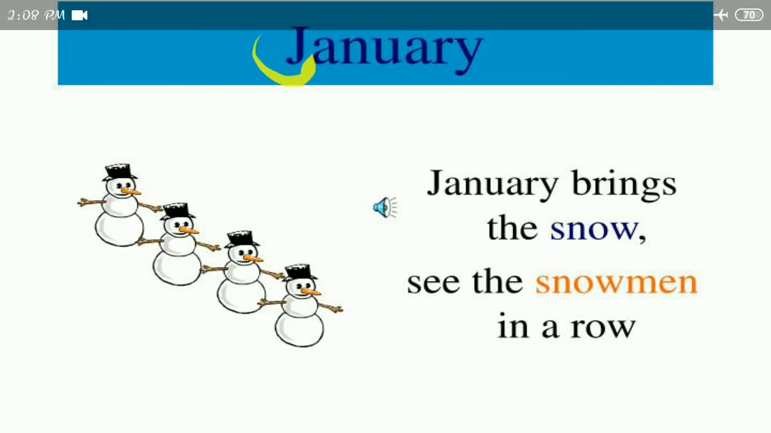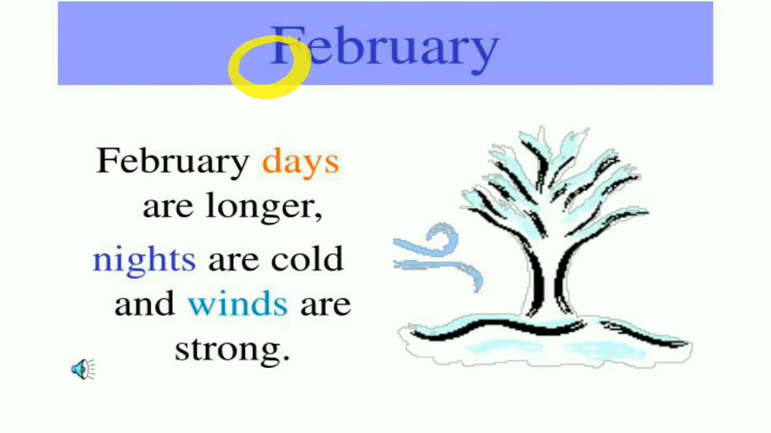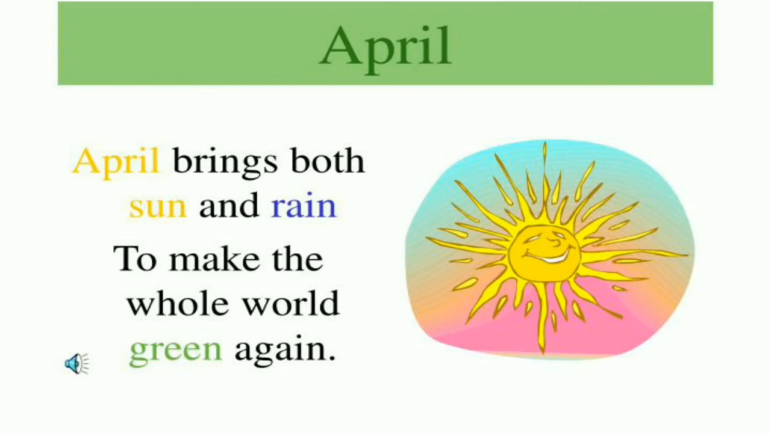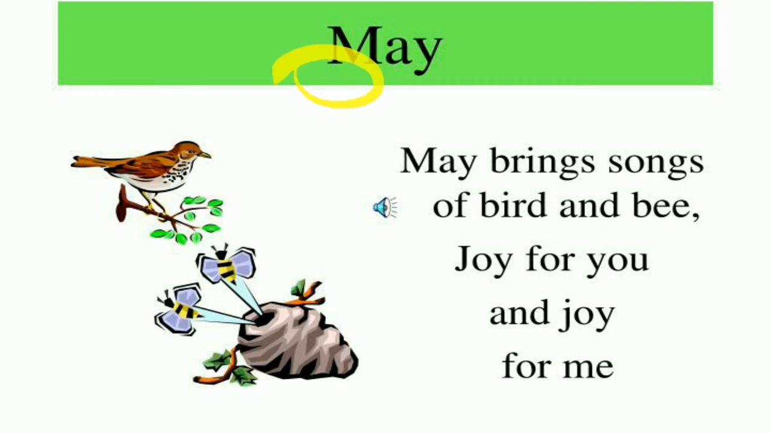January. So here we can see capital letters. Then February. So here also we see F is capital. Then March. So March M is capital. So it begins with a capital letter. Then April. So April A is capital also. Then May also capital. And May brings songs of birds and bees and joy for you and joy for me.